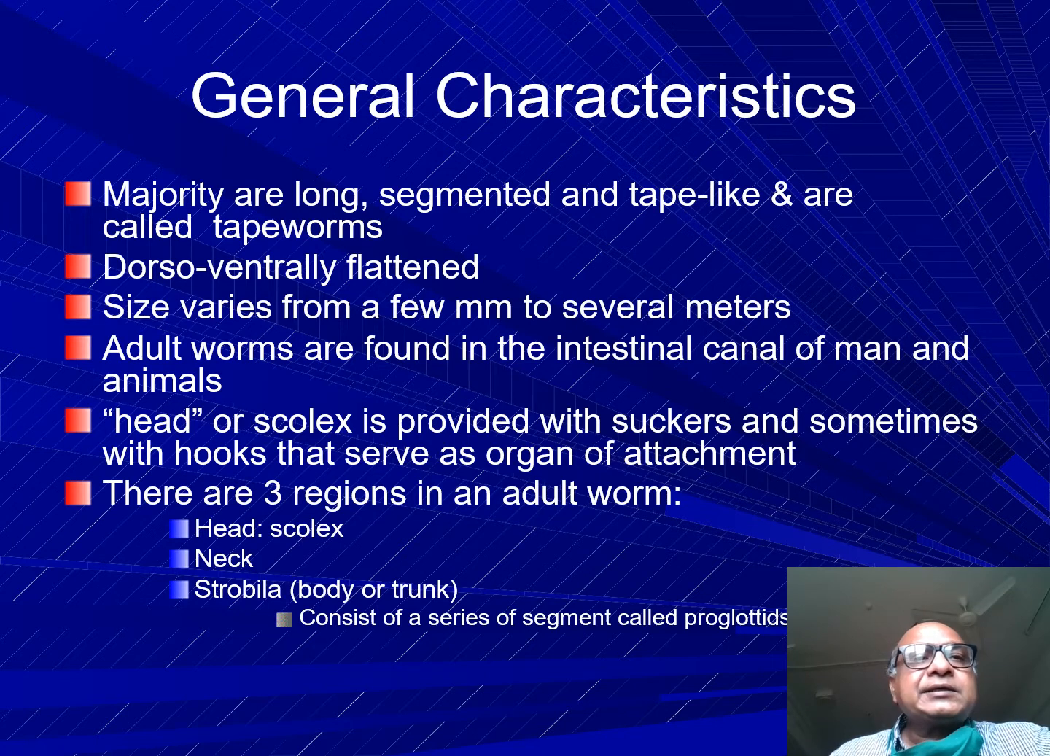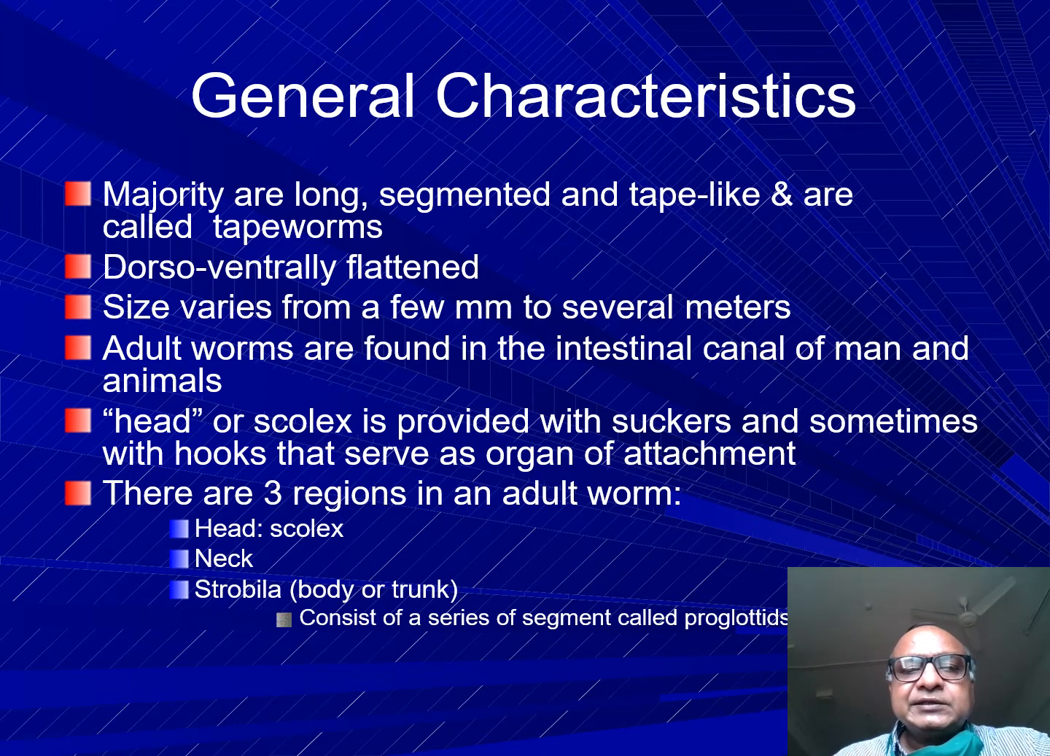Now, the general characteristics of the tapeworms: the majority are long, segmented and tape-like, and are called tapeworms. They are dorso-ventrally flattened. Their size varies from a few millimeters to several meters, Diphyllobothrium latum being the largest at 10 meters. Adult worms are found in the intestinal canal of man and animals. The head or scolex is provided with suckers and sometimes with hooks that serve as organs of attachment.